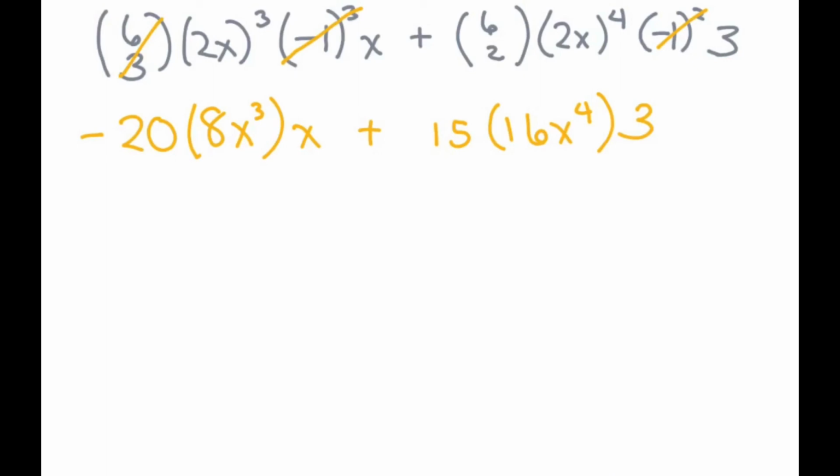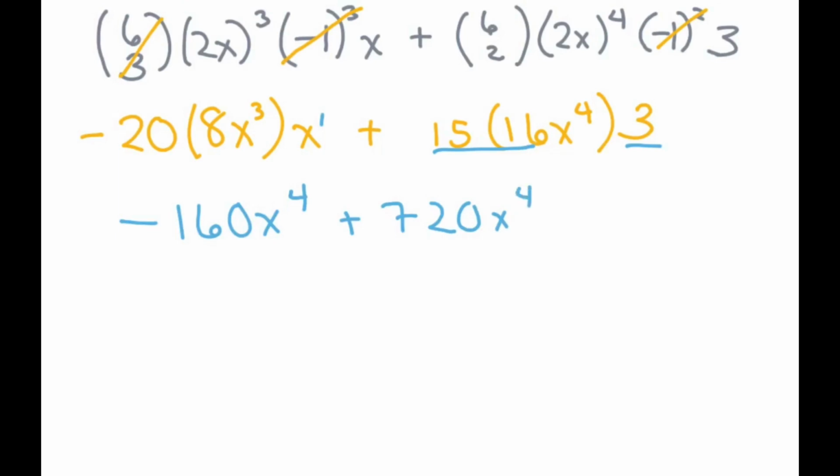So now we're just going to multiply this through. So this is to the first power. 160 x to the fourth, plus, multiply these 3, you get 720 x to the fourth. And when you combine these as like terms, you're going to get 560 x to the fourth.